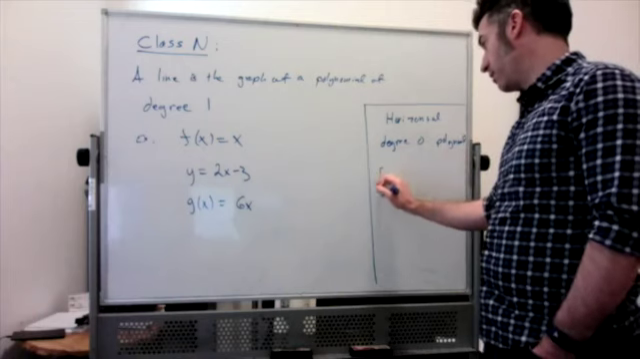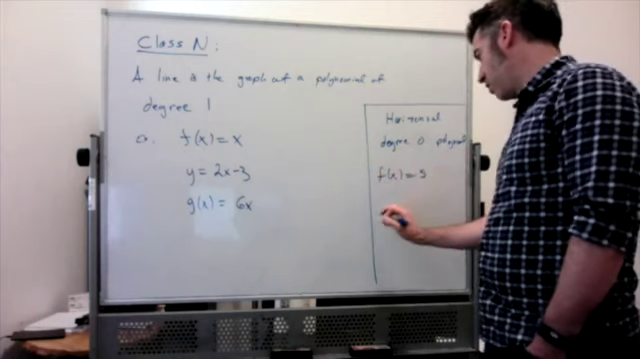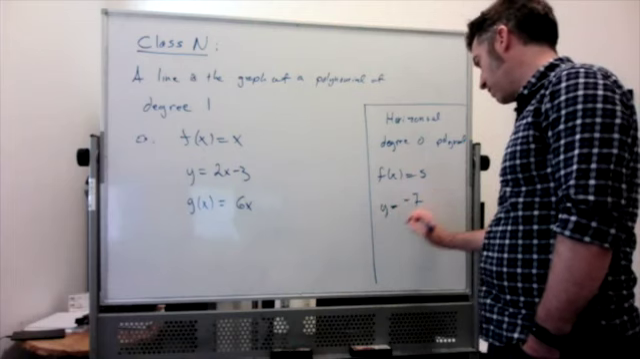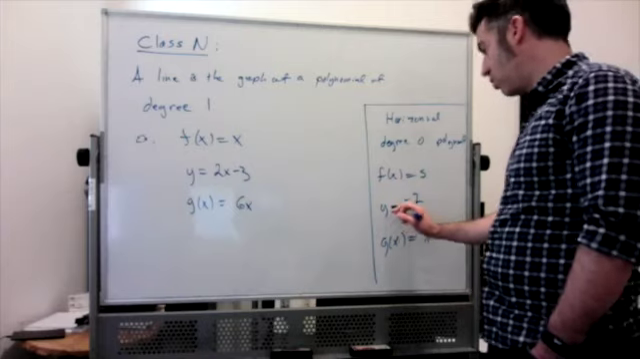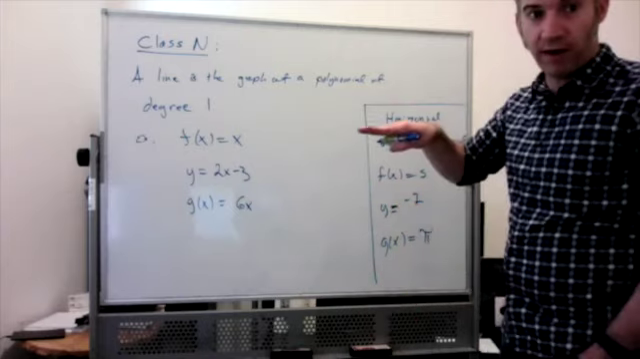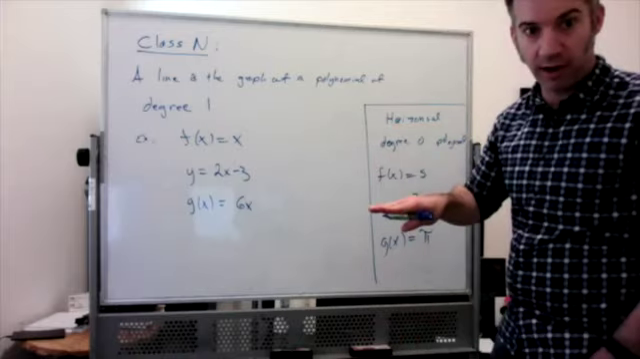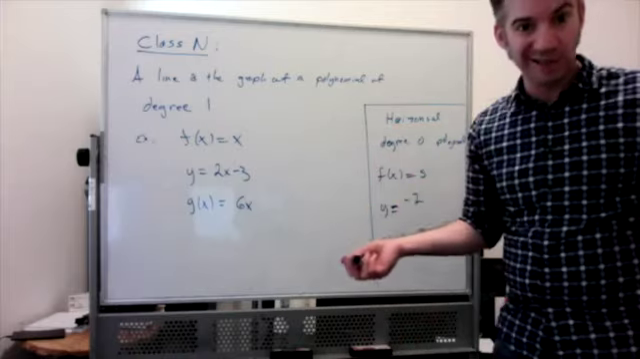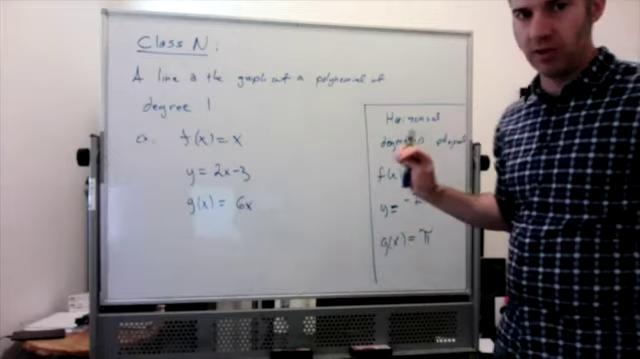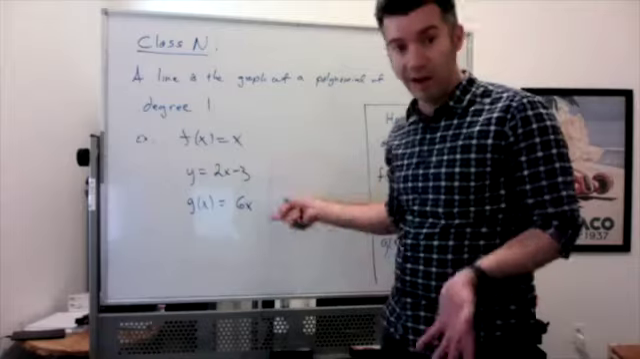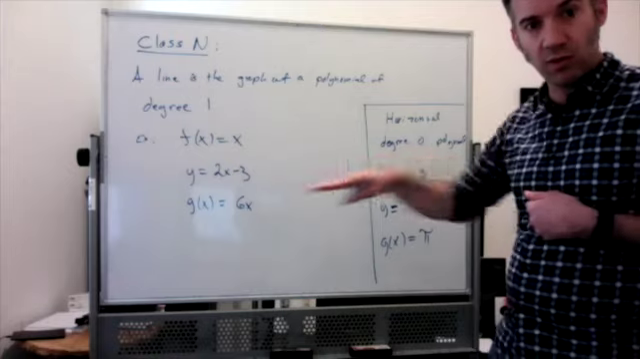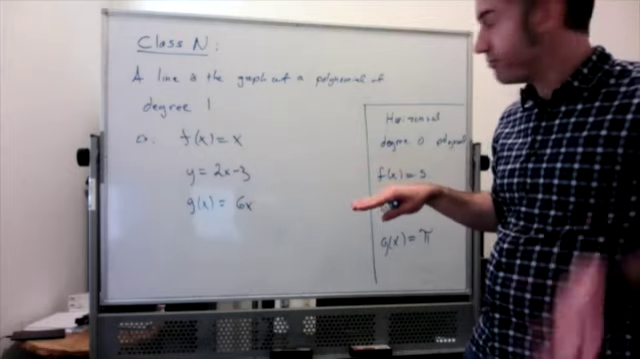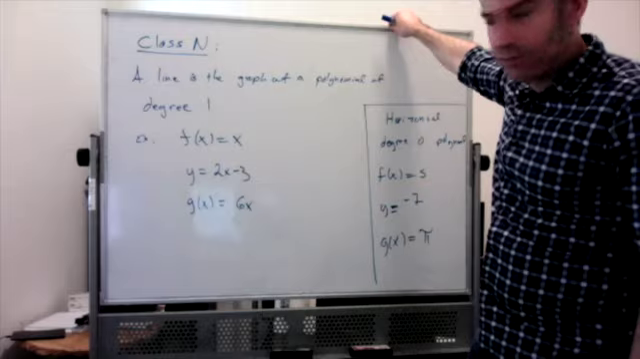So like, for example, f of x equal to 5, or y equal to negative 7, or g of x equal to pi. These are all horizontal lines. Y equal to 5, y equal to negative 7, y equal to pi, right? All of the horizontal lines, all of them have degree 0. So don't worry too much about this, but I just want to mention, normally a straight line with a non-zero slope is a first degree polynomial. But a straight line with a slope of 0 is, in fact, degree 0. Okay, so lines, degree 1.